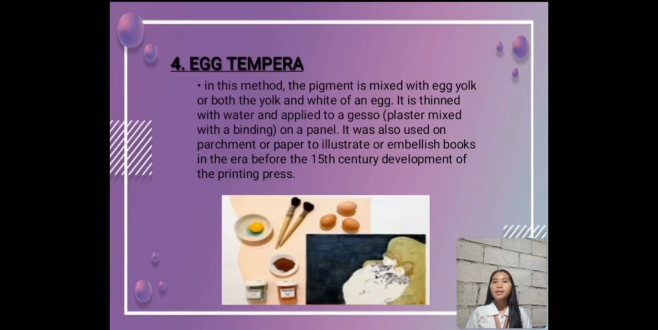Next, the egg tempera. In this method, the pigment is mixed with egg yolk or both the yolk and white of an egg. It is thinned with water and applied to a gesso or plaster mix with a binding on a panel. It was also used on parchment or paper to illustrate or embellish books in the era before the 15th century development of the printing press.